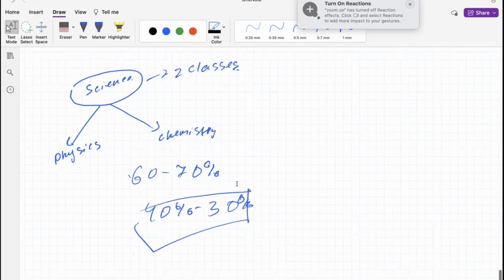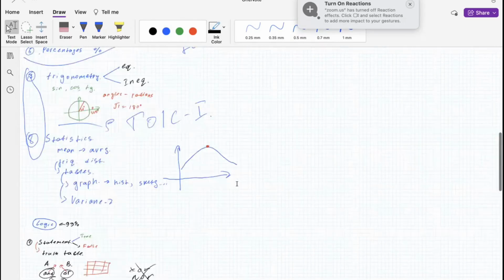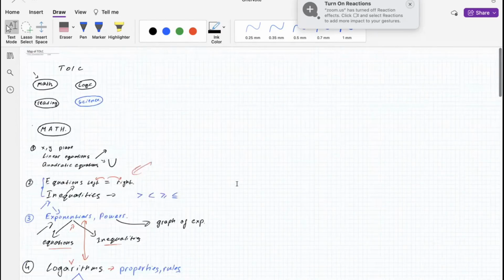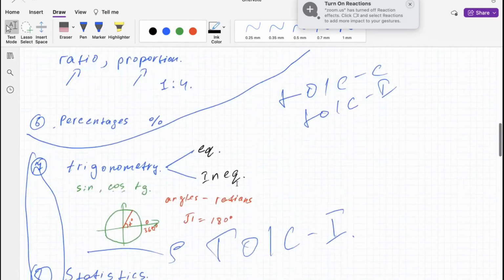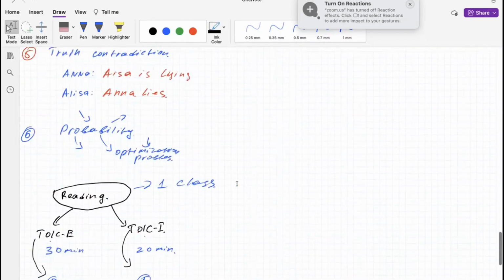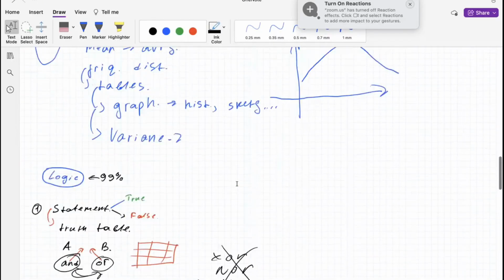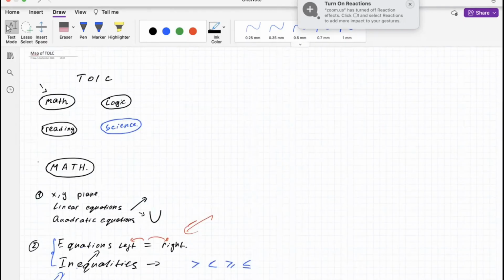Okay, good. So basically, this is the journey that we are planning to do on preparation for TOLC. And yeah, it will take around 2 months to complete all these topics. And so far, do you have any questions?